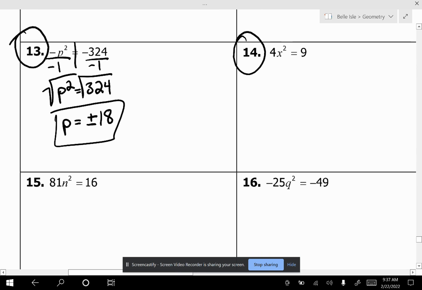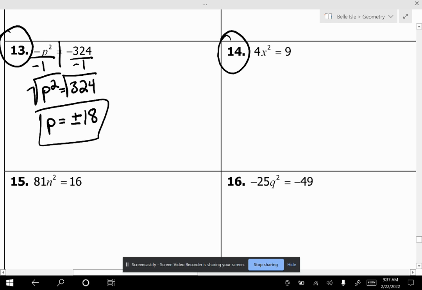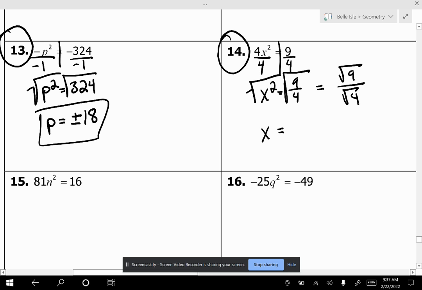Okay, there's number 13. No, we didn't do it. Okay, for number 14, for these ones that end up with a fraction, you got to start by locating your variable. It's on the left side. It's being multiplied by 4 and then squared. So I'm going to divide by 4. It's going to be x squared equals 9 over 4. Then you're going to take the square root. So x equals, and when you take the square root of a fraction, it's really doing the square root of 9 over the square root of 4, which is going to be plus or minus 3 over 2.